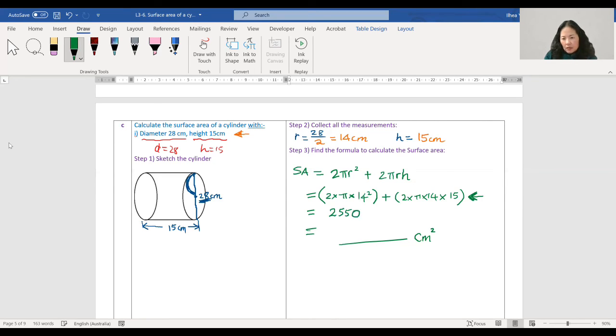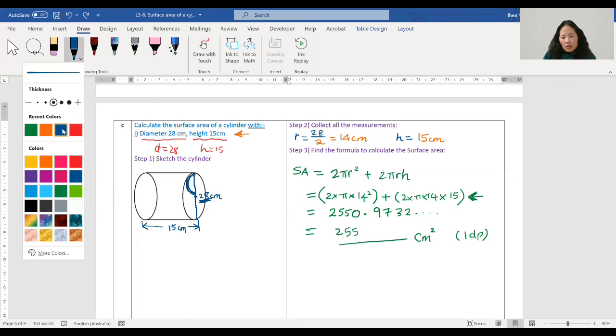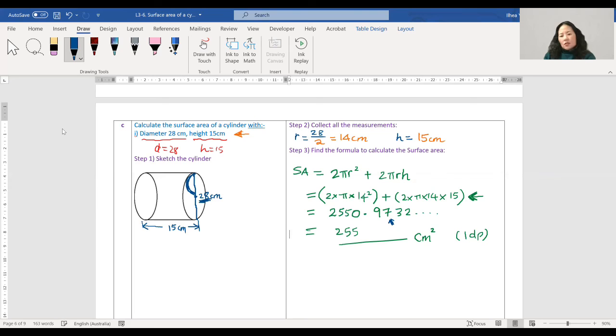2,550 point 973 dot dot dot. I want it to be in 1 decimal place. How would you put it in? Actually, that's not right. Now, this is going to be tricky. The 7 here is bigger than 5, so it's going to be rounded up, right? But that 9 becomes 10, so we have to round it up again. Does that make sense? So what will be 1 decimal place?